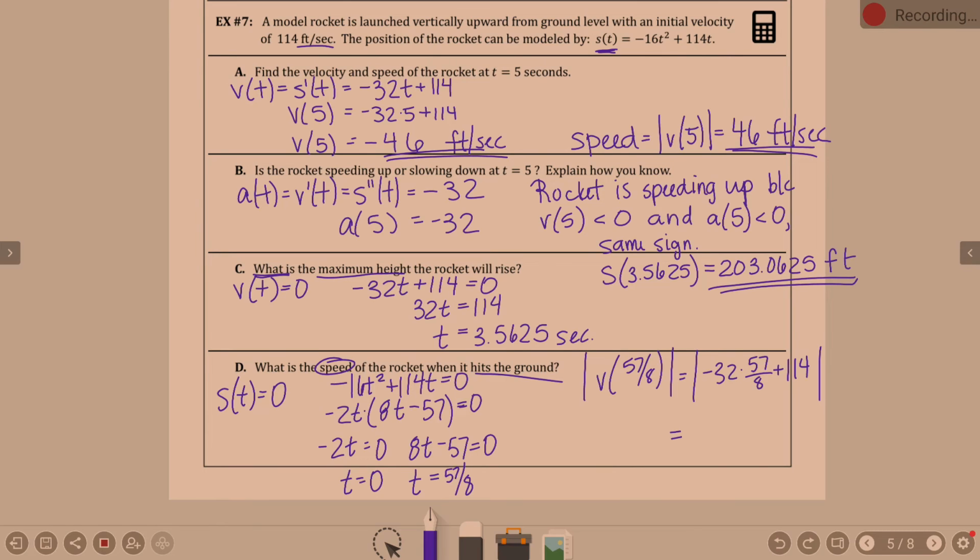Okay. What are you getting? I say officially it's the absolute value of negative 114, isn't it? Which makes it 114. Speed is going to have the same label as velocity, so feet per second. Okay.